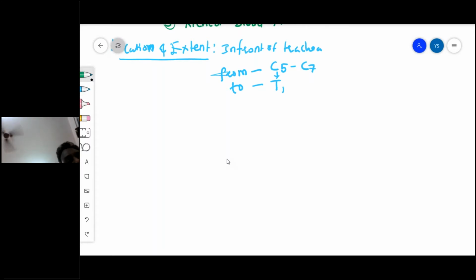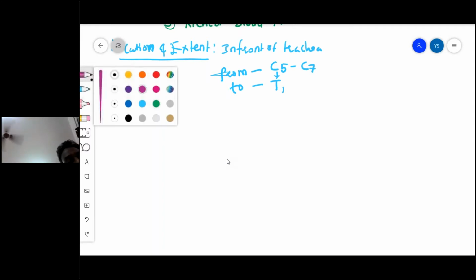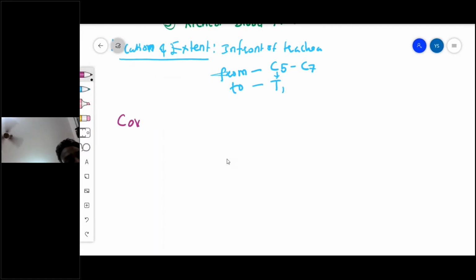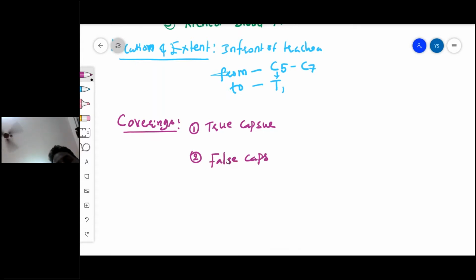Now straight away we come to the coverings of the thyroid gland. This is one of the glands. Usually glands in our body are covered by two types of capsules. Number one, true capsule, and number two, false capsule.